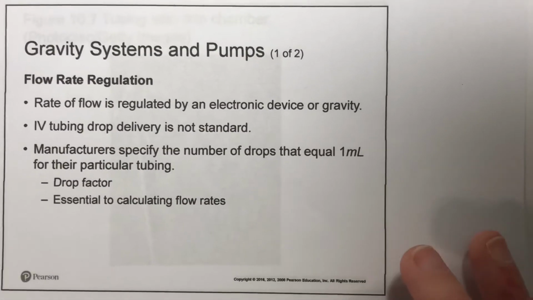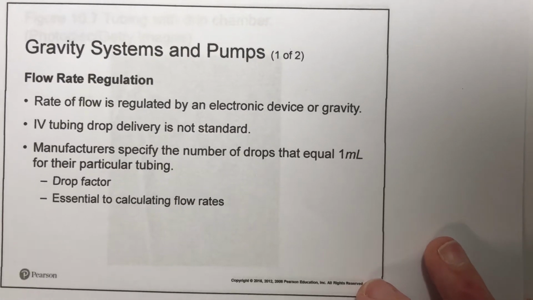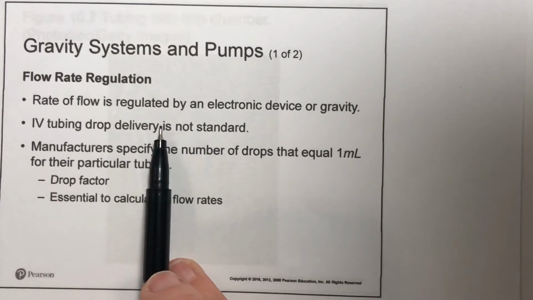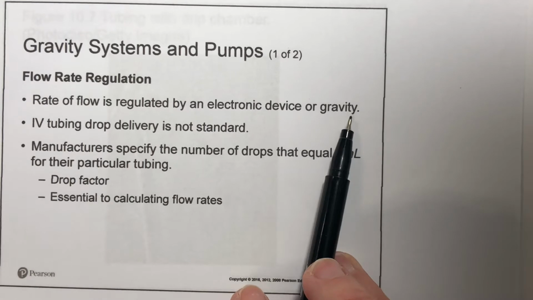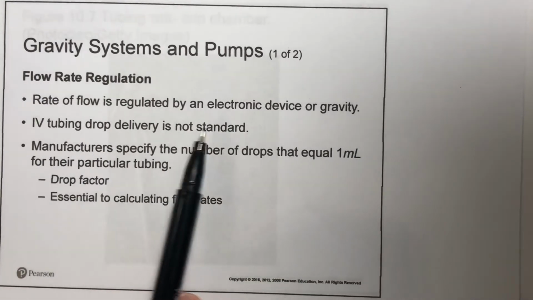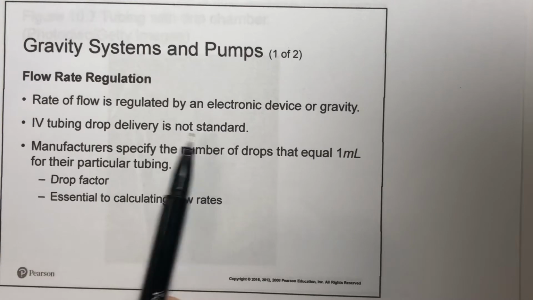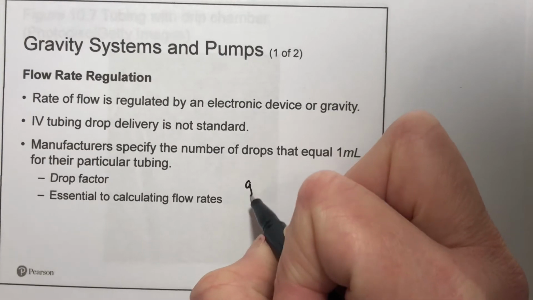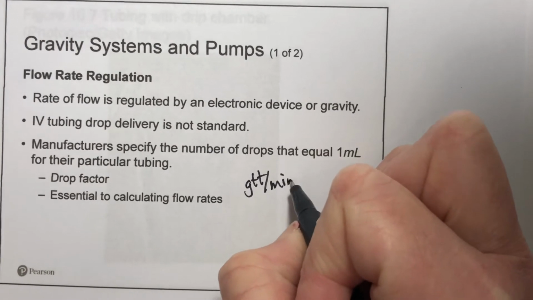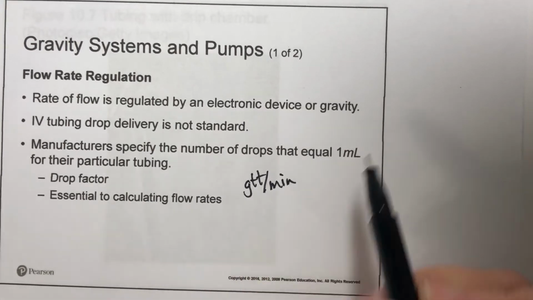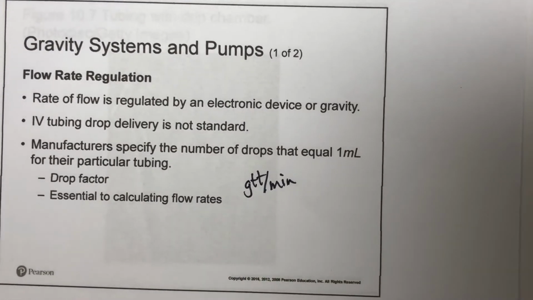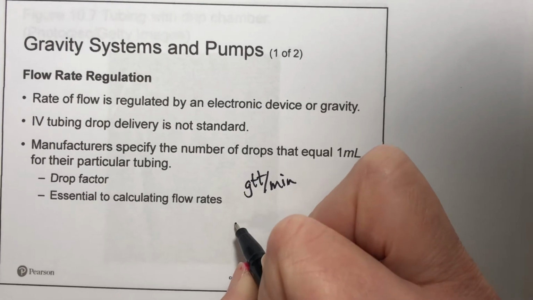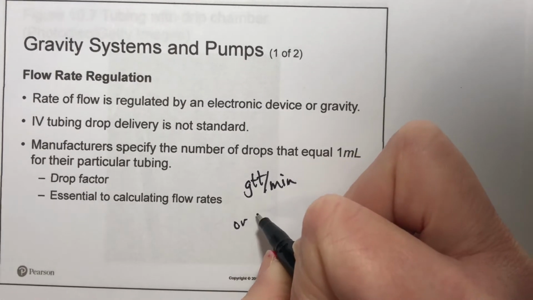Okay, so let's talk about gravity systems and pumps. The rate of flow is regulated by an electronic device or by gravity. The IV tubing drop delivery is not standard, so the manufacturer will specify the drop factor, which is measured in drops per minute, or GTT per minute. It's equivalent to the number of drops that equals 1 milliliter, depending on the size of the tube. These are also sometimes measured in micro drops per minute.